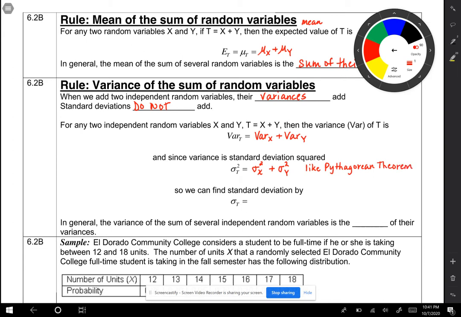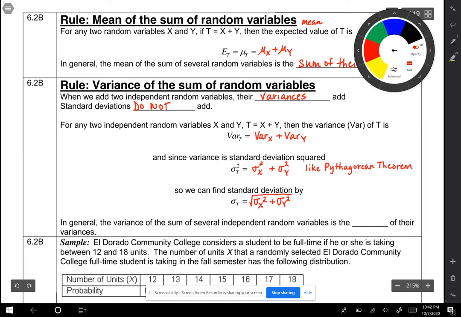So in this case, the standard deviation of x squared plus standard deviation of y squared equals standard deviation of t squared. So if in the Pythagorean theorem you wanted to solve for c, you took the square root of both sides, and that's what you do. So the square root of the standard deviation of t squared is just equal to the standard deviation of t. And then the right side would just be the square root of the standard deviation of x squared plus the standard deviation of y squared. And so that's how they're related.